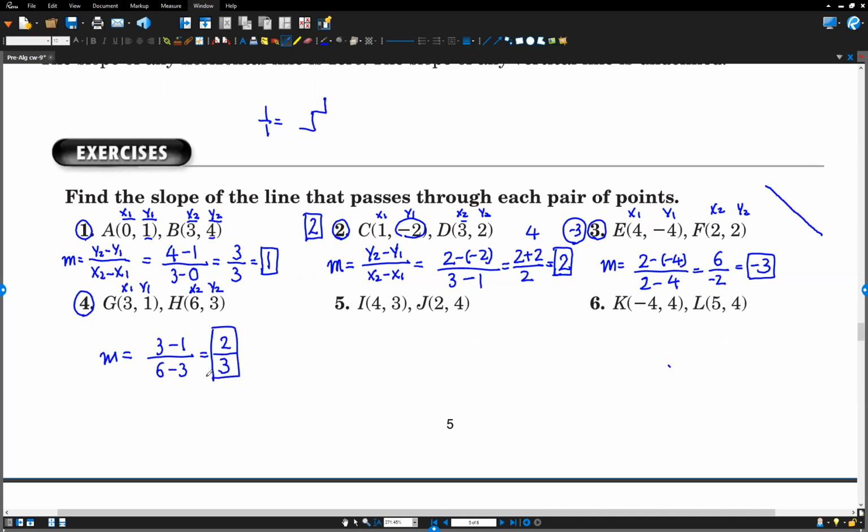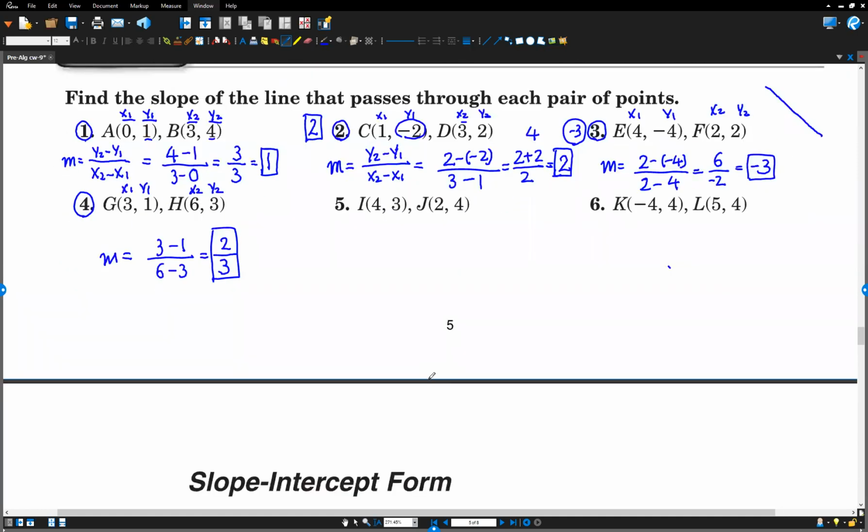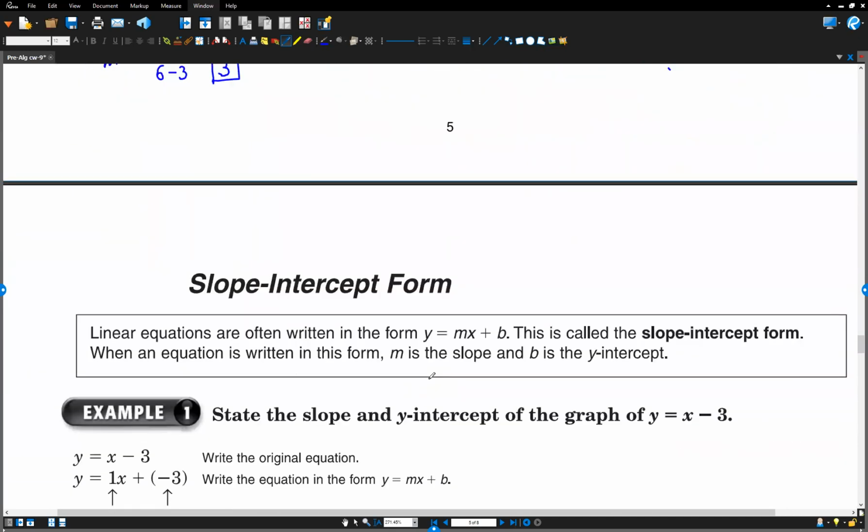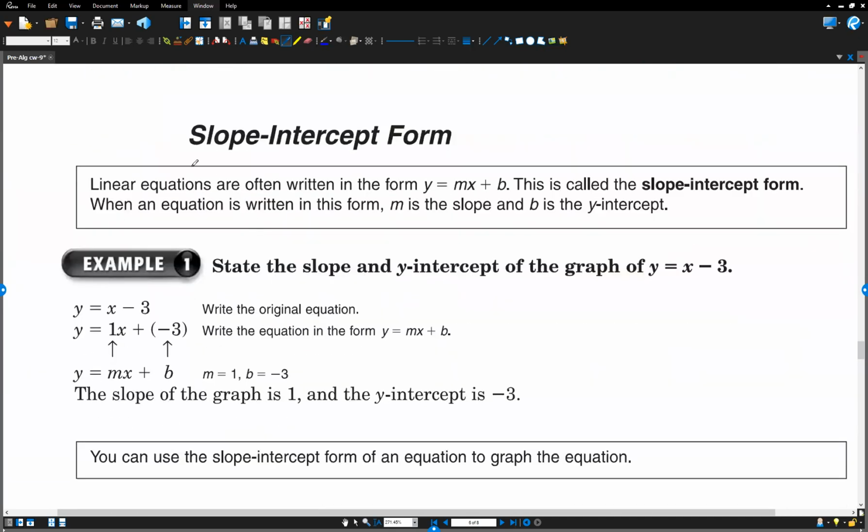Okay. Any questions about this exercise? Do you all understand, right? All right. Now the next one. We're gonna go over one more time.